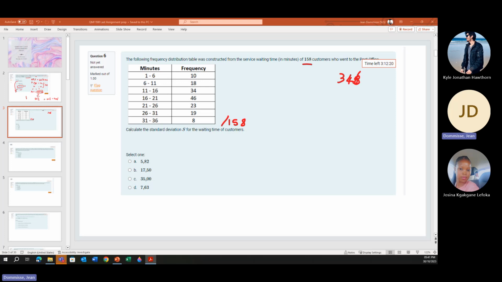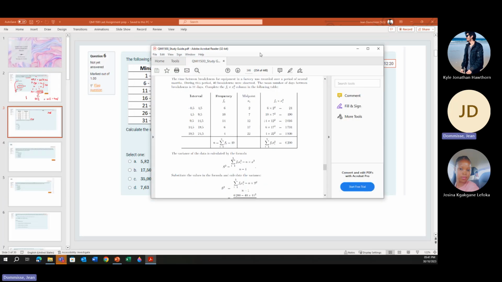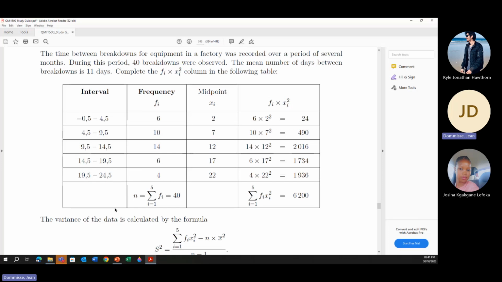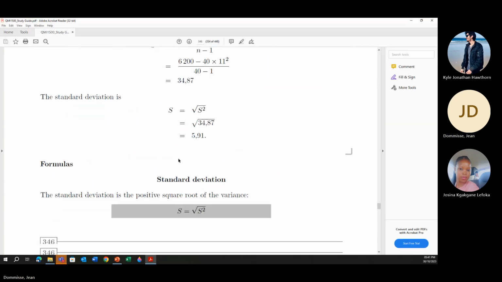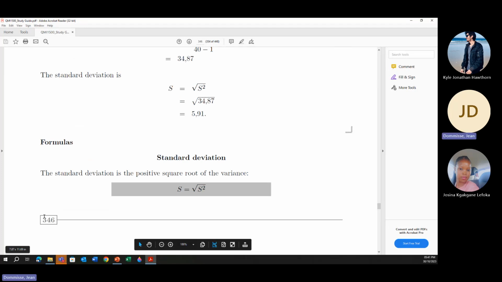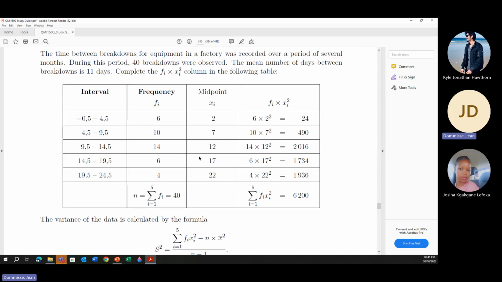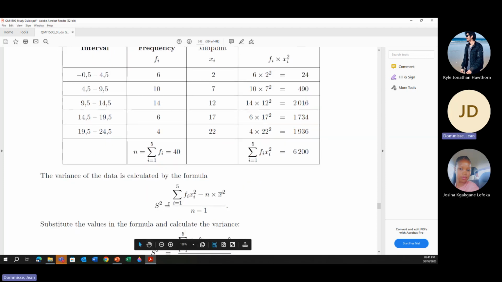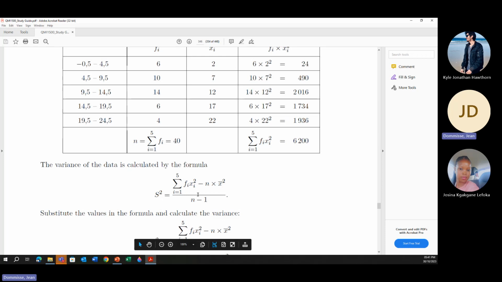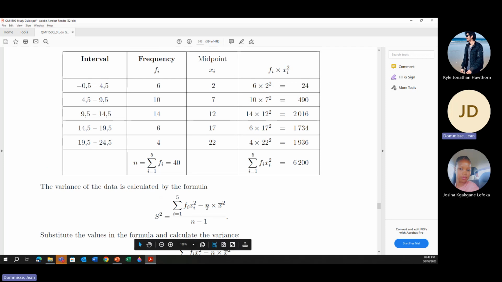So here you can see, I'm just showing you quickly, in the study guide on page 346, they also did the interval, the frequency, the midpoint. And then you get the frequency times the midpoint. So in your standard deviation, you will basically need to work that out, then minus n times the mean. So you needed to work out the mean as well.